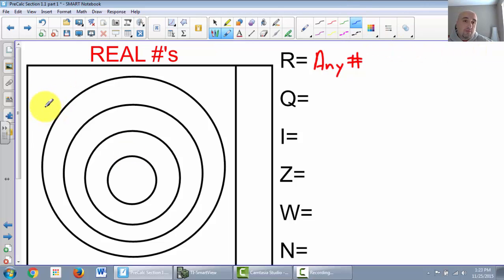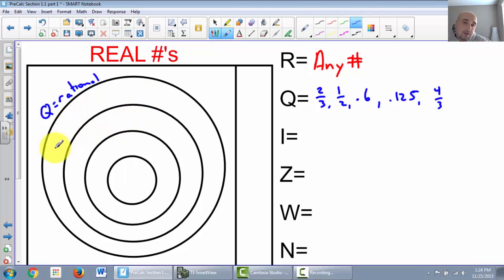The first circle we're going to come to is Q, and Q stands for rational numbers. Okay, and rational numbers are any number that can be written as a fraction. So 2/3, 1/2, 0.6, 0.125. So decimals that stop. Decimals that stop are considered rational numbers. Any of these numbers can be written as a fraction. Okay, 4/3. Any of these numbers are considered rational numbers. All right, so that's the first circle.